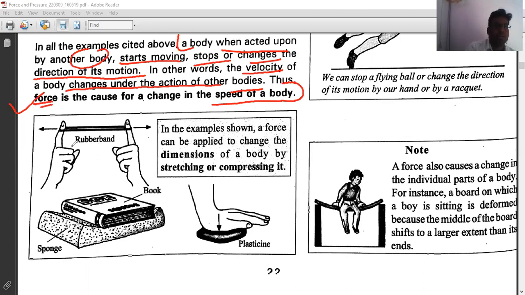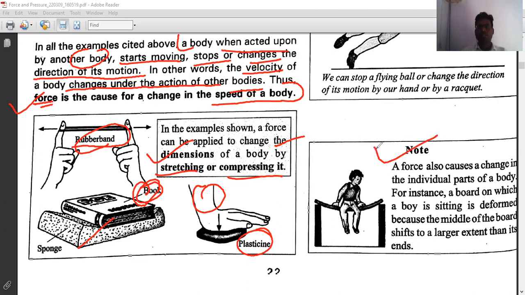Now look at the rubber band. This is a book kept on a sponge. Plasticine is pushed by the hand. In these examples, a force can be applied to change the dimensions of the body by stretching and compressing it. See how the dimension changes due to stretching or compressing.